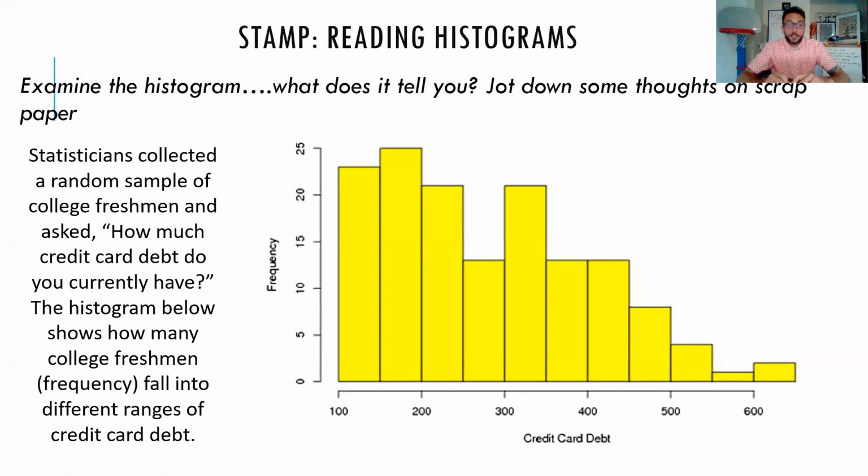So here's our context. Statisticians collected a random sample of college freshmen and asked them, how much credit card debt do you currently have? The histogram here is showing us how many college freshmen, that's what our frequency refers to, fall into different ranges of credit card debt. Before we jump into the specific questions, take a minute, look at this, maybe jot down some notes, or just think about it. What does this graph tell you about the amounts of credit card debt for some sample of college students?